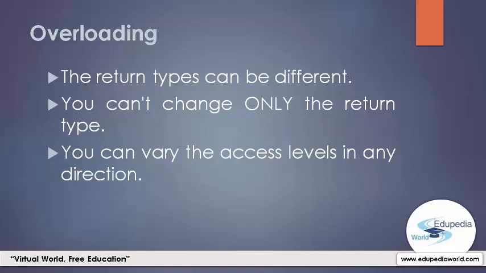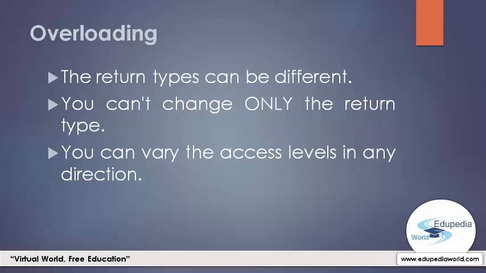The first rule is the return types can be different. You are free to change the return types in overloading methods as long as the argument lists are different. The second rule is you can't change only the return type. If only the return type is different, it's not a valid overload. The compiler will assume you are trying to override the method, and even that won't be legal unless the return type is a subtype of the return type declared in the superclass. To overload a method, you must change the argument list, although you can change the return type to anything.